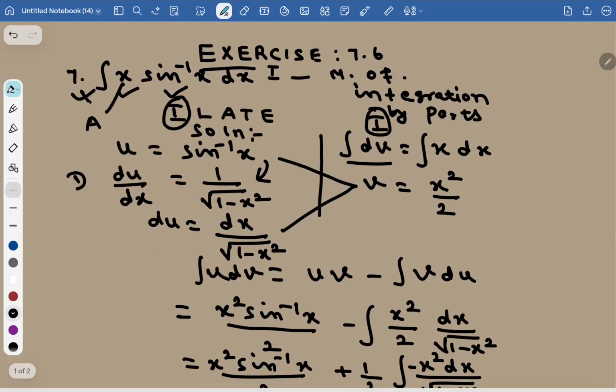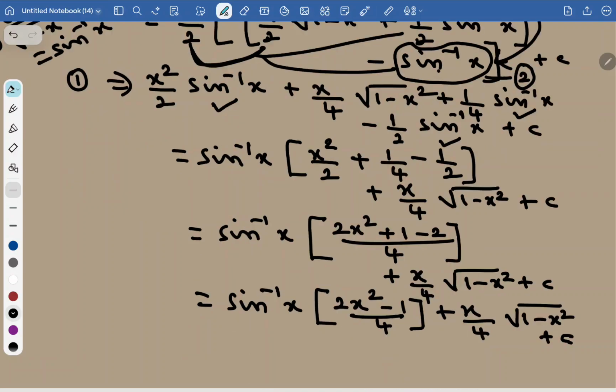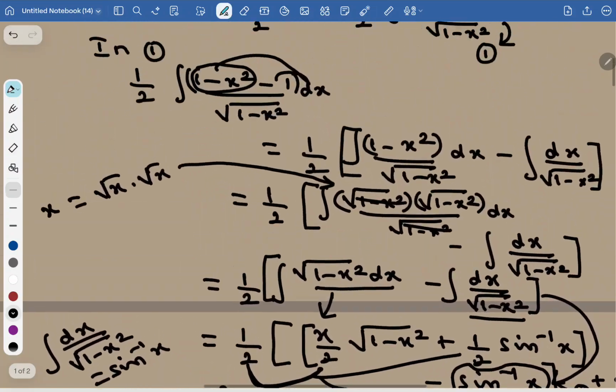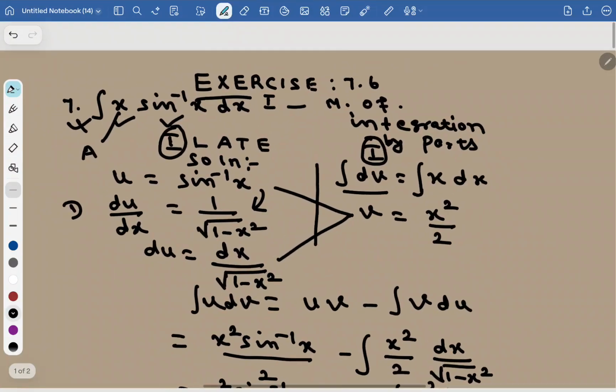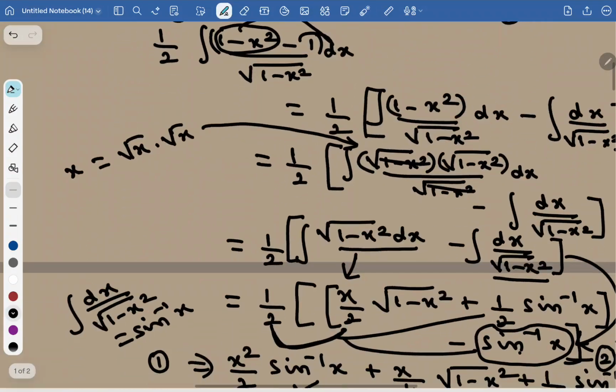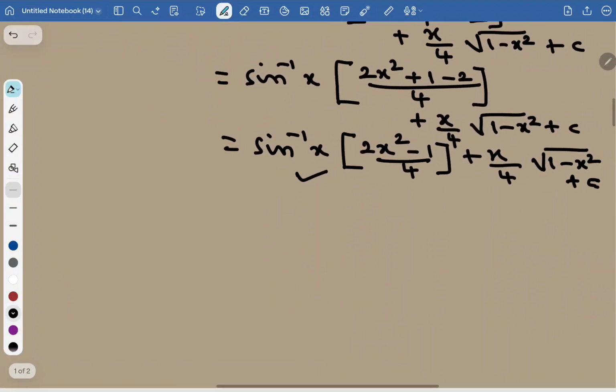integral x sine inverse of x. Answer is sine inverse of x into 2x square minus 1 by 4 plus x by 4 root of 1 minus x square plus c for the problem number 7. Now I am going to proceed to the next problem, problem number 8.